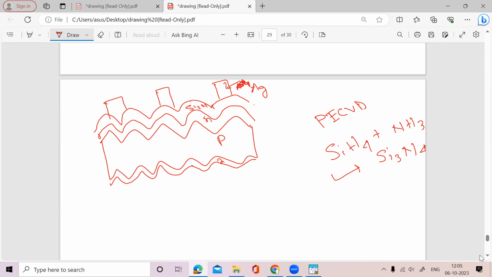Now the problem is, it is my metal, after that dielectric, after that semiconductor. How will the electron conduct? How will the electron transport? Between them one dielectric is there.